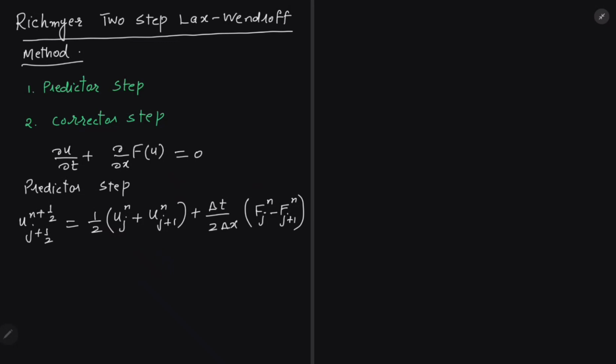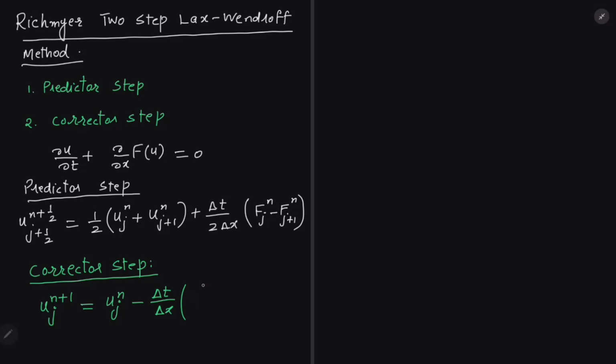The second phase is the corrector step. In the corrector step, we get the answer at u n plus 1 j, which equals u n j minus delta t by delta x times f n plus 1/2 j plus 1/2 minus f n plus 1/2 j minus 1/2.